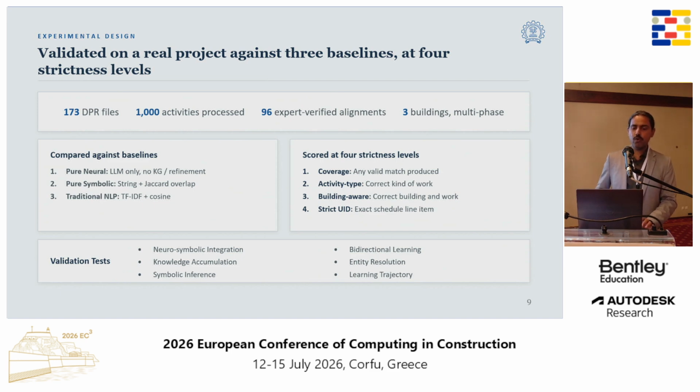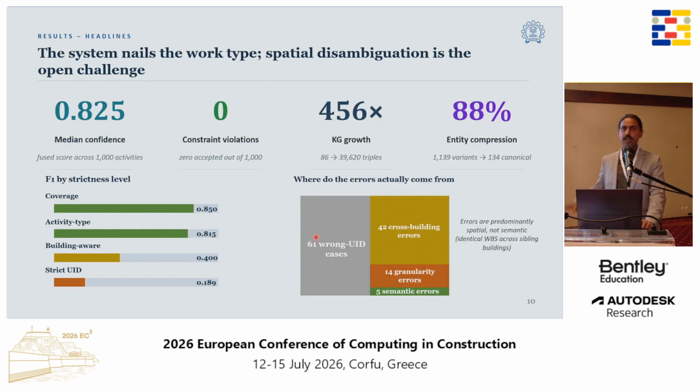And this overall system we have validated on one project site, but it has 3 different buildings, and we collected 173 DPR files and 1,000 activities. And then we compared it against 3 baselines: basic traditional NLP, pure symbolic, and pure neural. We also had 4 strictness levels: whether coverage, whether it is connecting any element, or is it connecting any activity, building, and strict UIDs. This is a broader result.